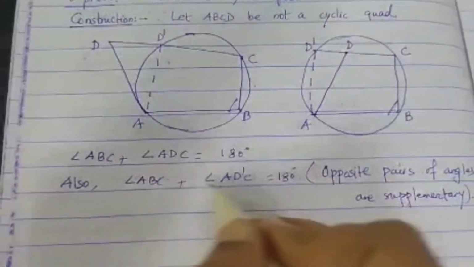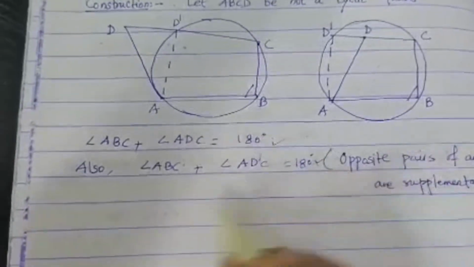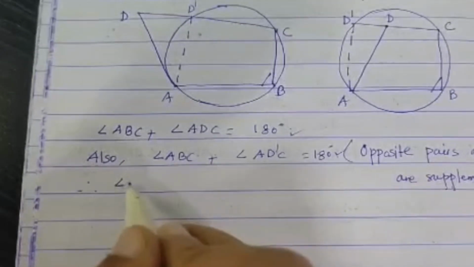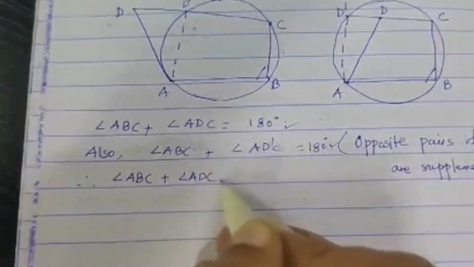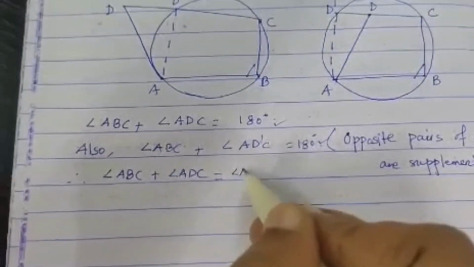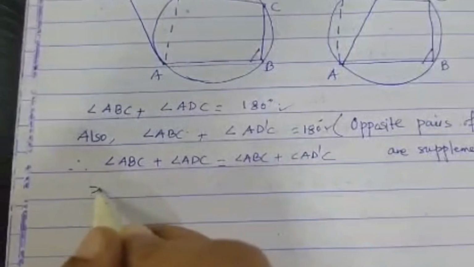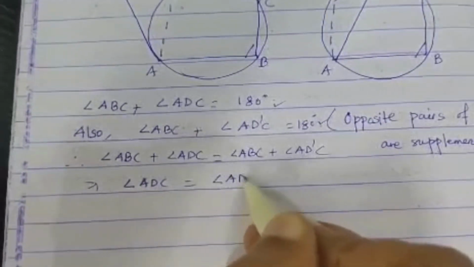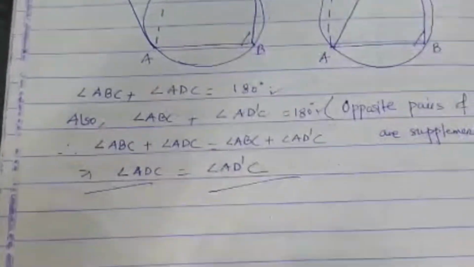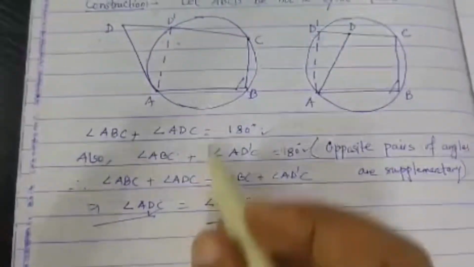Now these are the two cases. The right side is equal, so therefore we can write that angle ABC plus angle ADC is equal to angle ABC plus angle AD dash C, and from here we can write that angle ADC is equal to angle AD dash C, and this is only possible when D and D dash coincide.